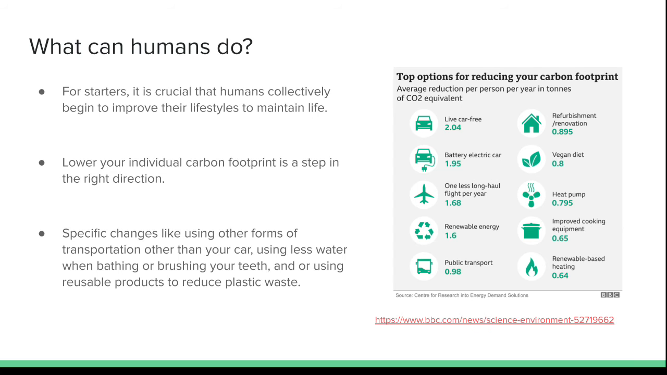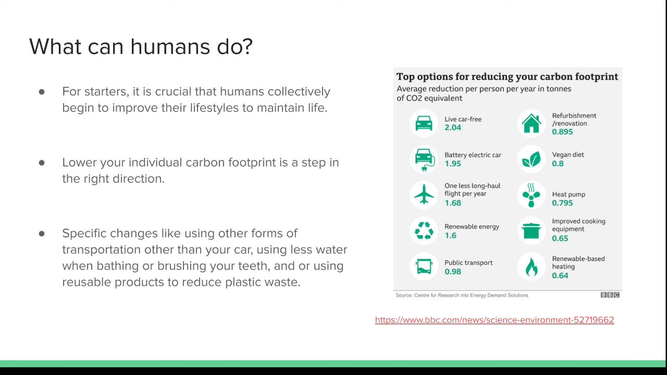Another thing that we can do is lower our individual carbon footprints, and that's a great step in the right direction. Another thing is making specific changes, like using other forms of transportation other than your car, like public transportation or a bike or walking, using less water when bathing or brushing your teeth, and using reusable products to reduce plastic waste. Becoming more energy efficient for the environment by switching to some of these ways will help reduce your individual carbon footprint.